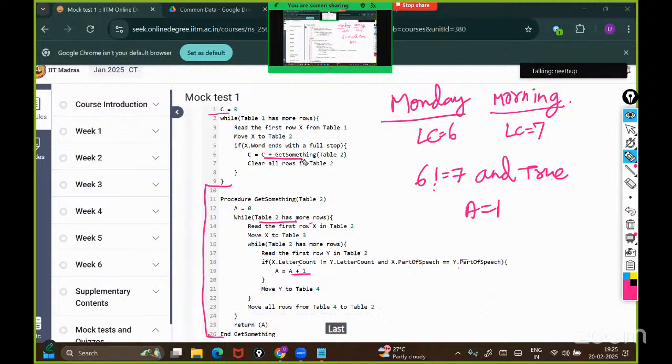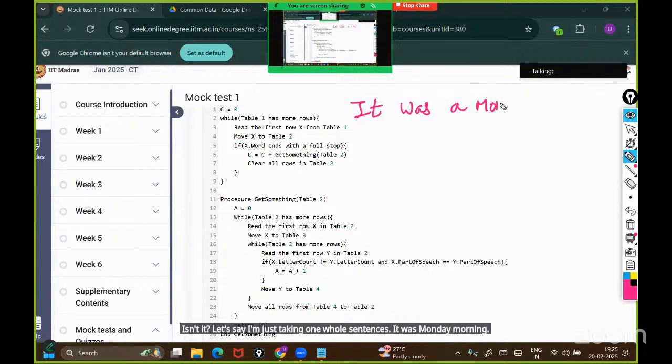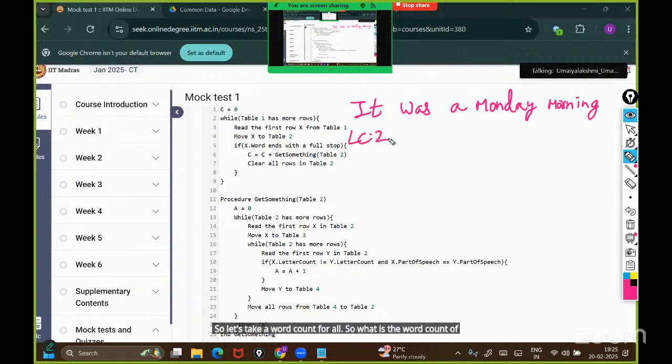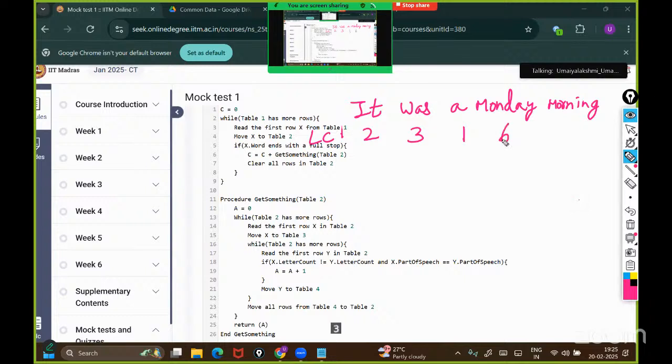So now this one is taken here, which means within the sentence, how many pairs am I checking? Ma'am, one question: what if we have two sentences? Let's say I'm just taking one whole sentence: It was Monday morning. Let's take a word count for all. What is the word count of it? It's 2. And the letter counts are 3, 1, 6 and 7.